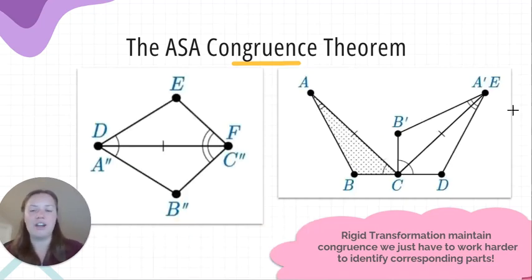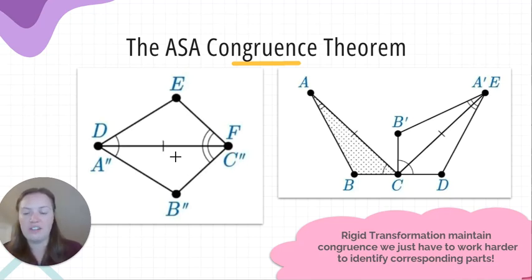In this case here, we've got a couple of transformations. In this figure here, we have a reflection. In this figure here, we have a rotation and then a reflection. In this case, our image is always going to be congruent. We just might need to do a little bit of work and explain to people why they're congruent.